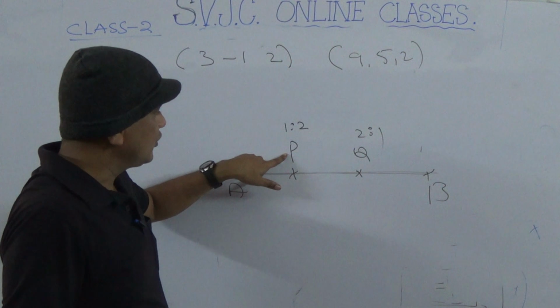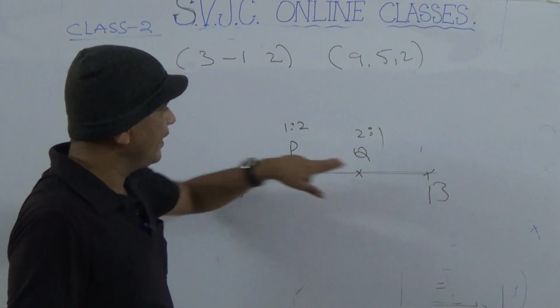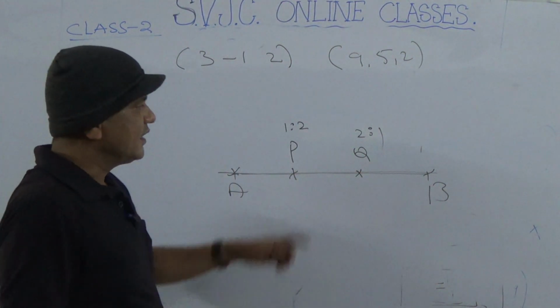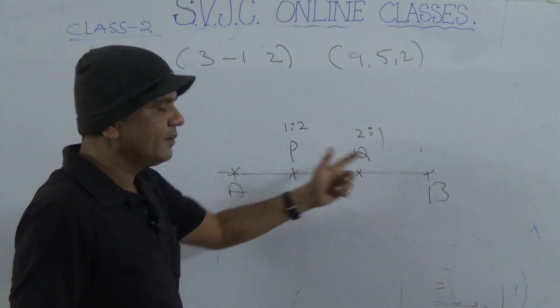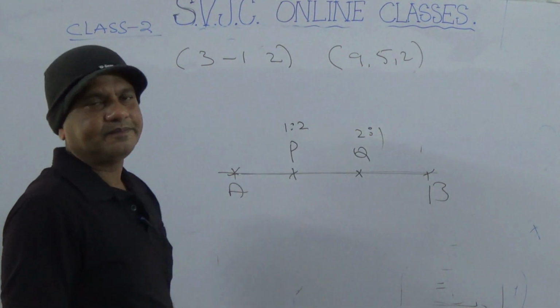Here, the first point of trisection divides the line segment AB in what ratio? 1:2. The second point of trisection divides the line segment AB in what ratio? 2:1.